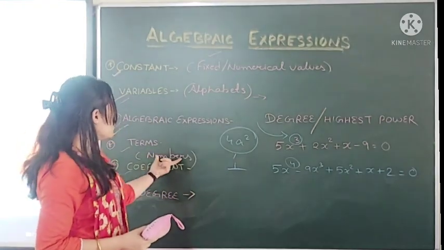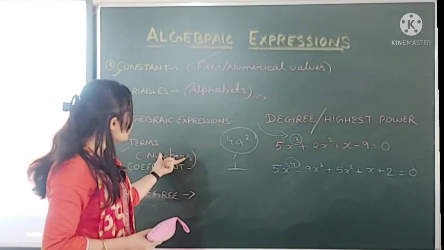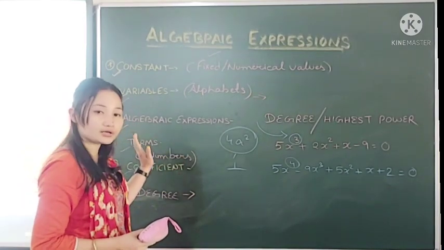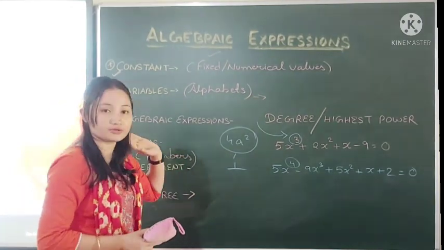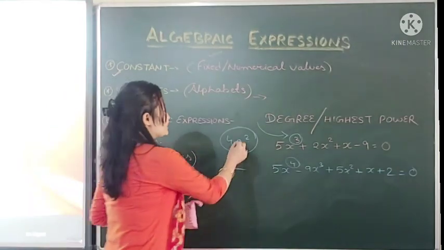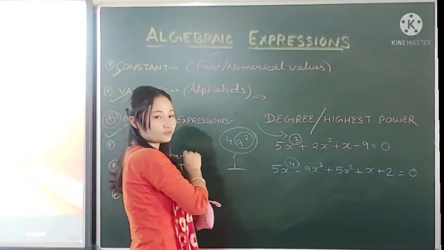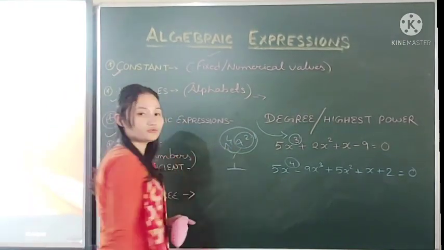Second is coefficient. Coefficient is the numerical part of an expression, or the numerical part of the particular variable. For suppose if you need to find out the a square coefficient, it is 4.